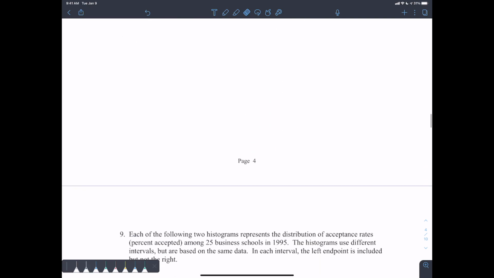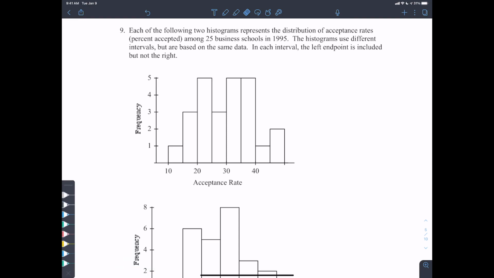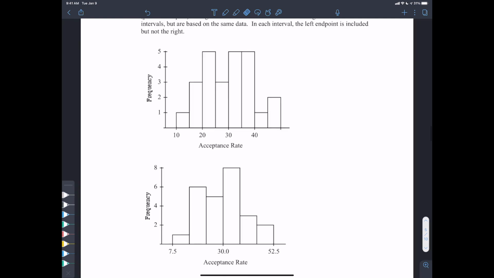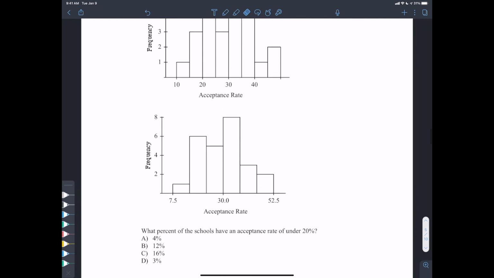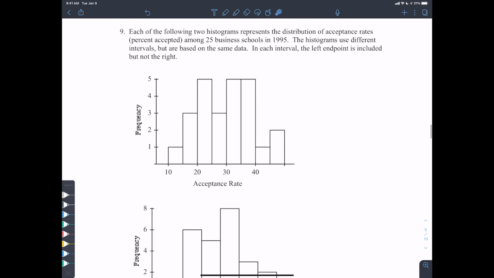It's pretty easy. Question 9. So in this question there are 2 different histograms that it gives you. They're the same data, just the top one has smaller intervals than the bottom one. And the question is asking what percent of the schools have an acceptance rate under 20%. So first you have to consider the fact that it tells you that in each interval the left endpoint is included but not the right.